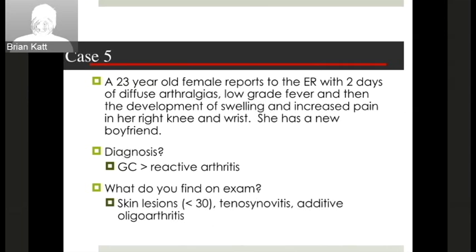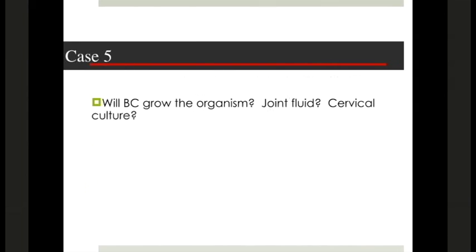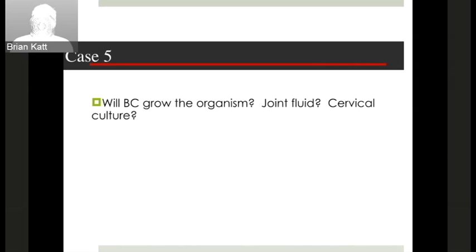You can get skin lesions occasionally, tenosynovitis, but one of the things is that you get not multiple, but a few joints that are involved. So in her case, she had right knee and wrist. So will the blood culture grow the organism? If you aspirate, will the joint fluid grow it, or will the cervical culture give you the highest yield?